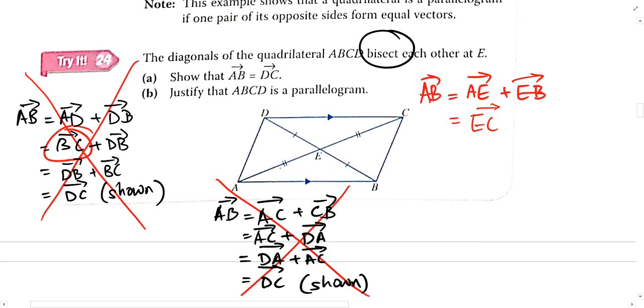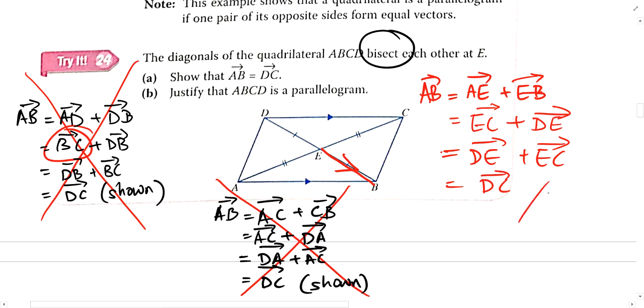These two vectors are the same. I'm going to do the same for EB. E to B over here. What is equivalent to this vector? DE. They are equivalent. Now, I can switch them around. DE plus EC. So I get DC. Direction? Direction matters in vectors. Did my step show any part that direction does not matter?